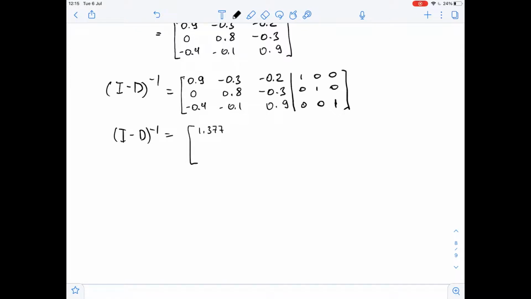1.377, 0.4191, 0.5988, 0.2395, 1.377, 0.538, 0.6387, 0.3393, and 1.4371.